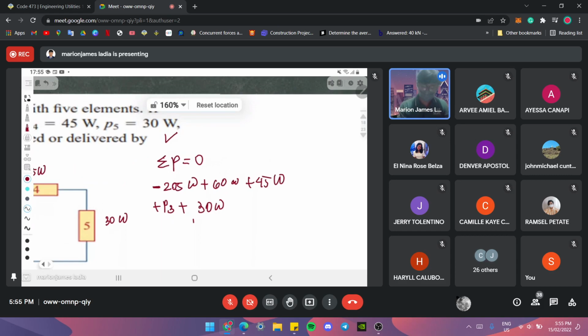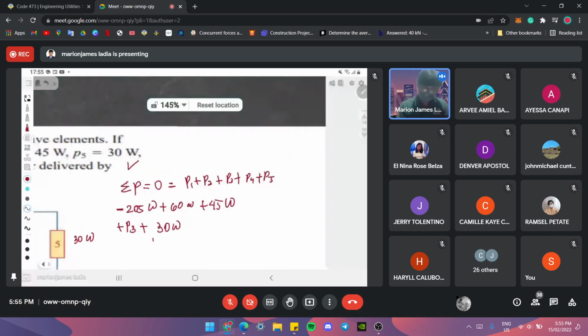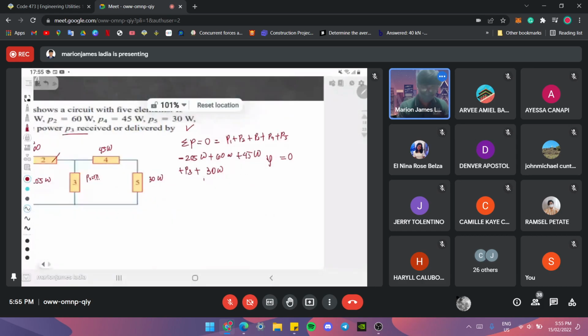Okay. So, lalagay ko na lang sa equation. So, 0 equals P1 plus P2 plus P3 plus P4 plus P5. So, take note that this is equal to 0.